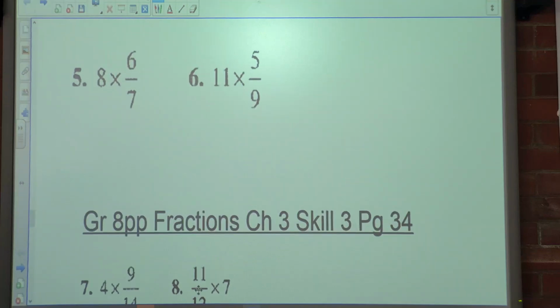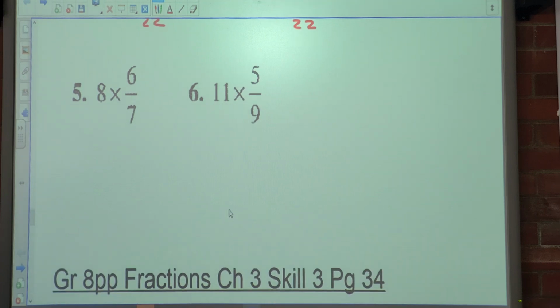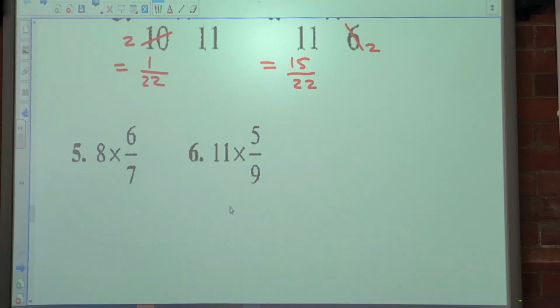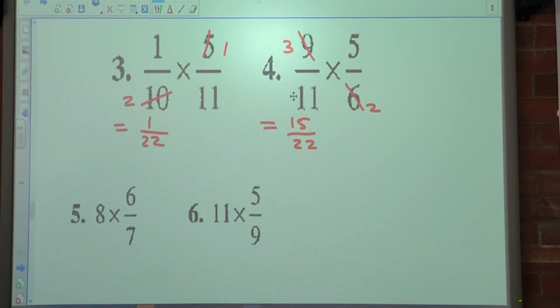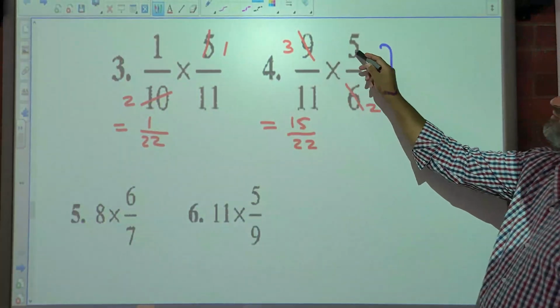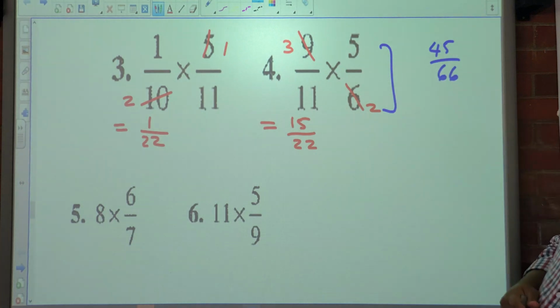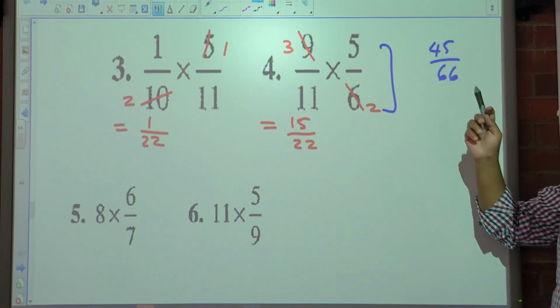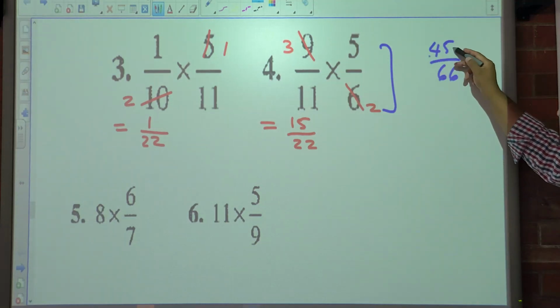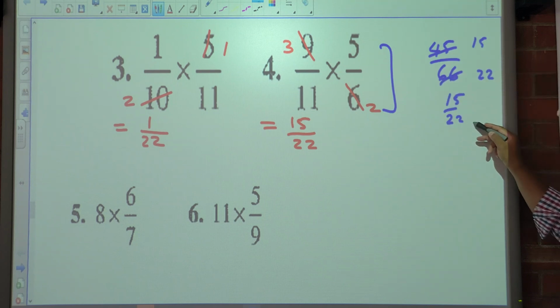Yes, how did you do that? How can you cancel? We must simplify. You see, if I don't do that and I say, okay, 9 times 5 is 45, 11 times 6 is 66. But now remember, we need to simplify the fraction. So what number goes into 45 and 66? 3. 3 goes into 45 15 times, and 3 goes into 66 22 times. That's how I get 15 over 22.